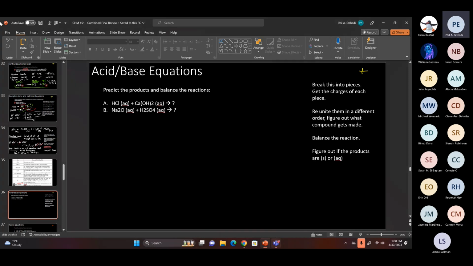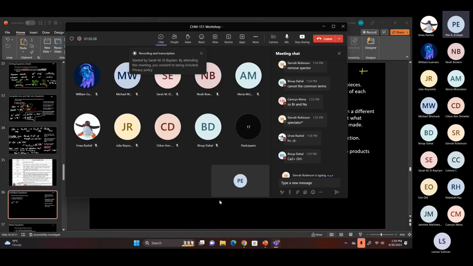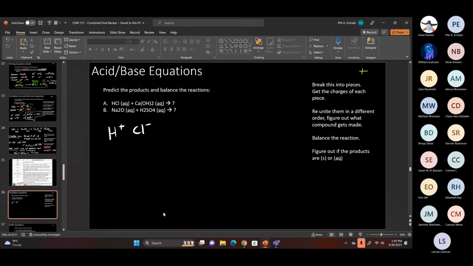H plus, Cl minus, very good. And now again for CaOH2. We have H plus, Cl minus. What about CaOH2 though? What's the charge for Ca? What's the charge for OH? Ca2 plus, OH minus, very good.